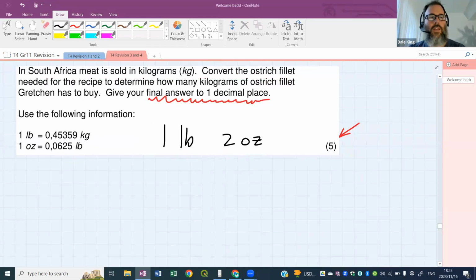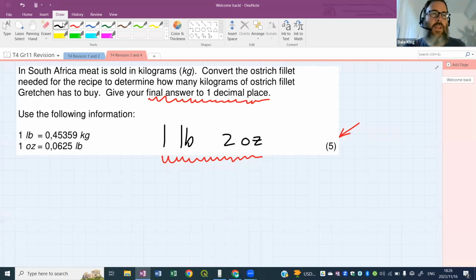We need to convert the imperial weight of the ostrich, which is underlined here: 1 pound, 1 lb, and 2 ounces. They gave the recipe in imperial measurements. We need to convert this to metric, which is kilograms. And they say you can use these conversions over here on the left to help you do that. So we've got to convert 1 pound and 2 ounces into kilograms. And don't forget that the last part of the question says round your answer off to one decimal place.